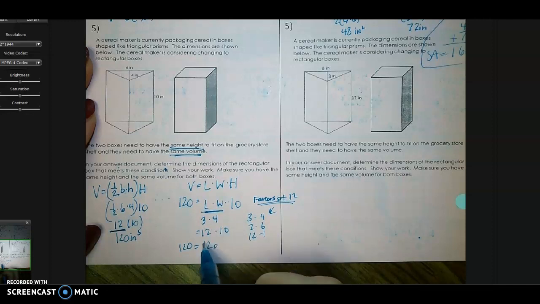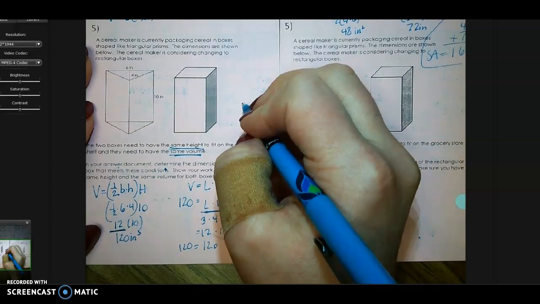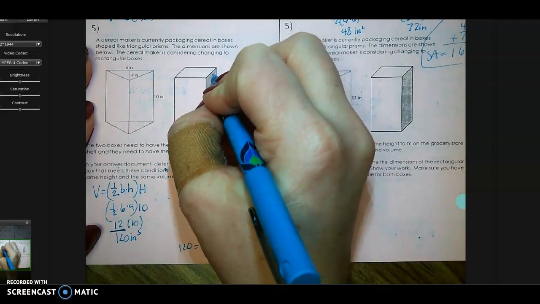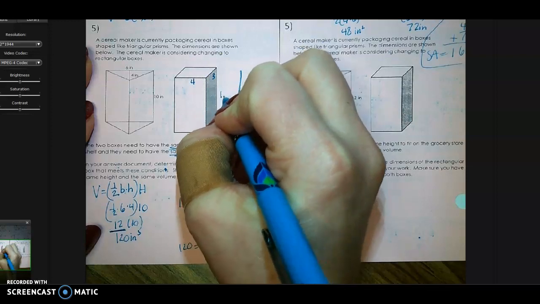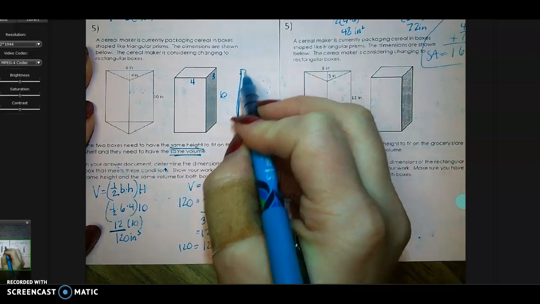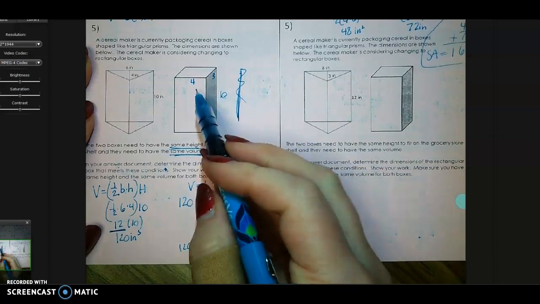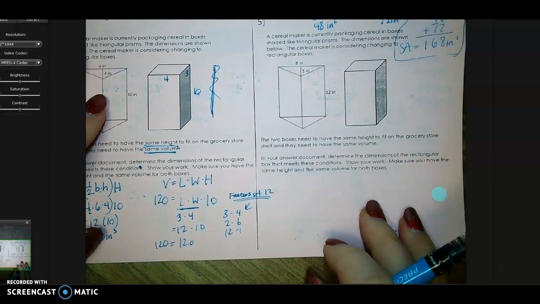So I've used 3 and 4, so our box could be a 3 by 4. So if it's asking you to sketch it, or you could go up here and label it, and this is 3 and this is 4, and the height of it's still 10. But any of those factors of 12 will work. You could have done 6 and 2 or 12 and 1, however you wanted to do that.